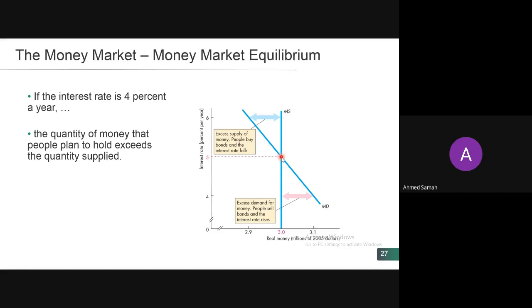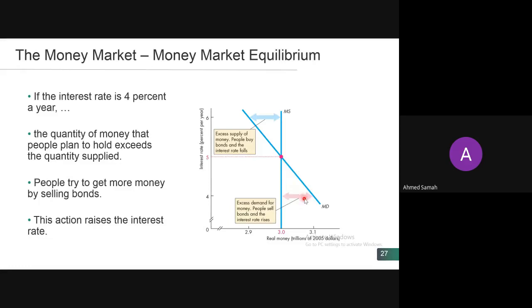So the quantity of money that people plan to hold exceeds the quantity of money supplied. So there is a shortfall of money in this case, an excess demand for money. So people will try to get more money by selling the bonds that they already have. They will be selling the securities they have to the central bank, and the central bank will be giving money to the people. So this will raise the interest rate. The interest rate will go up and meet the previous equilibrium level.